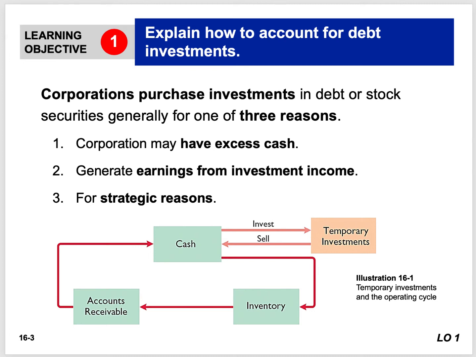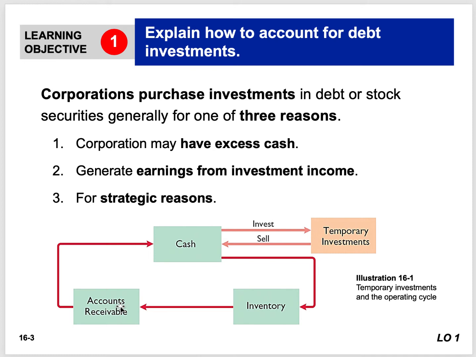Now, why would a corporation want to invest in another company, right? Well, think about it. If you look at the illustration here, through the normal course of business, the corporation generates cash. They use that cash to buy inventory, right? They operate, sell inventory. They collect accounts receivable, and then they turn around, collect the receivables as cash, right? And they start the process all over again. Sometimes a corporation has excess cash. What they do with that is they, just like you and I would, invest in temporary investments.